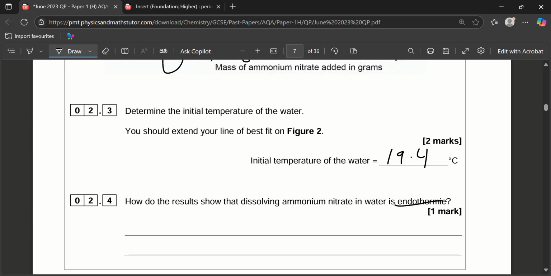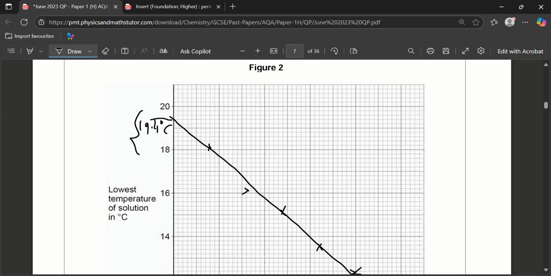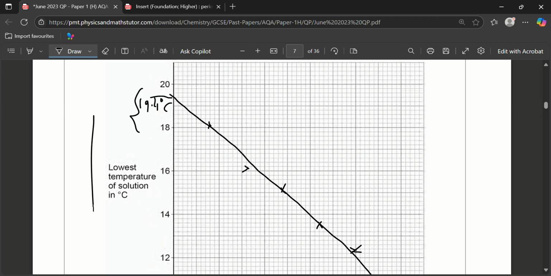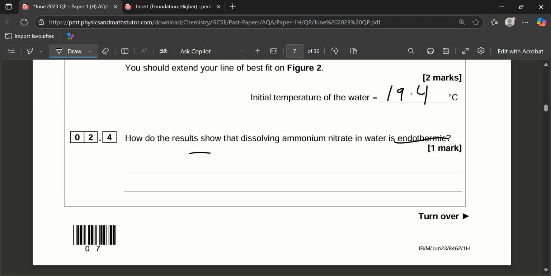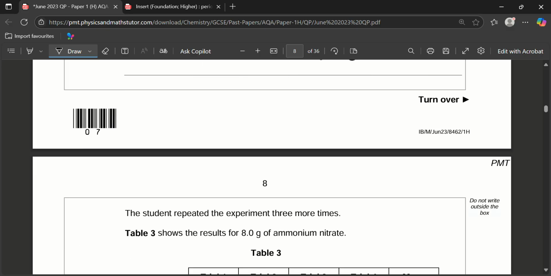How did the results show that dissolving ammonium nitrate in water is endothermic? Well, the key point about endothermic reactions is that we see a temperature decrease. So temperature decreases.